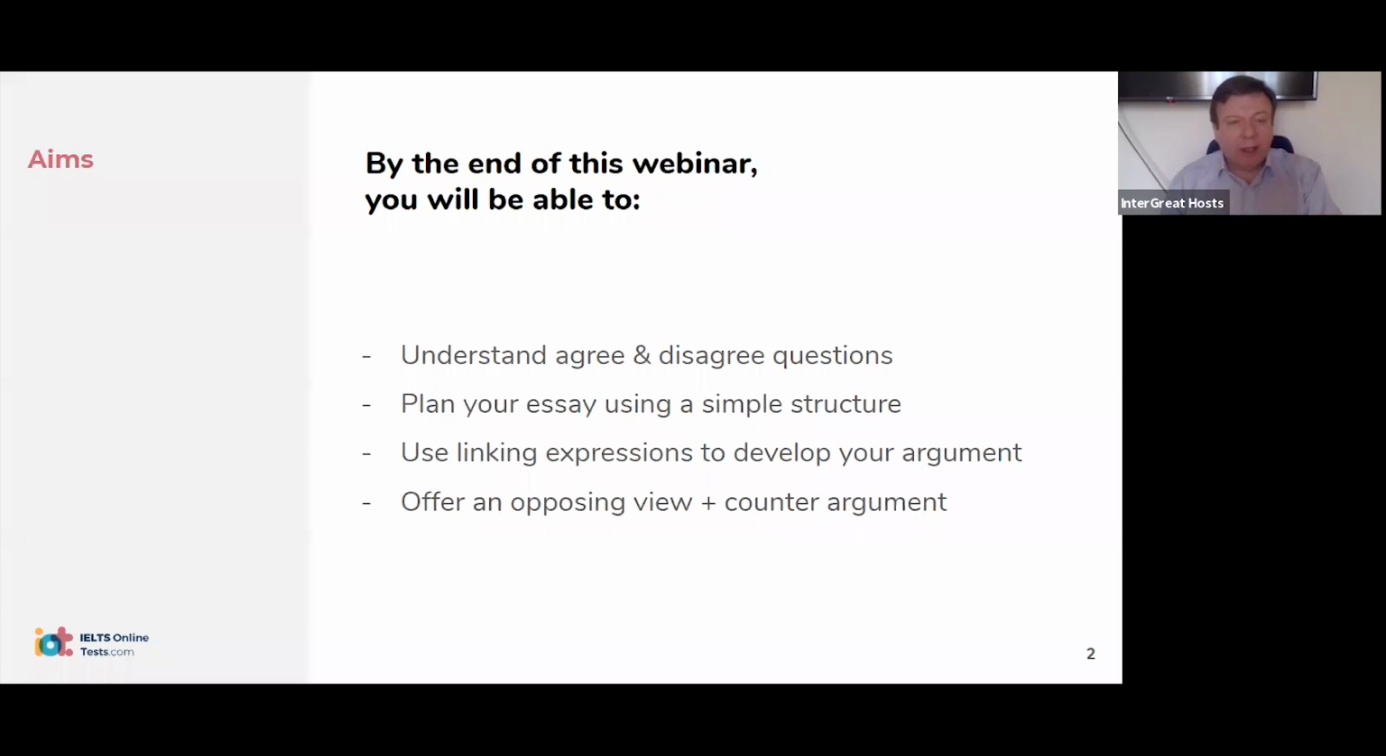One thing you don't want to be worrying about when you're doing the writing is writing an essay that you think the examiner wants to read. The examiner's not that interested. They're only giving you a rating on how you've responded to the question using your English language skills.